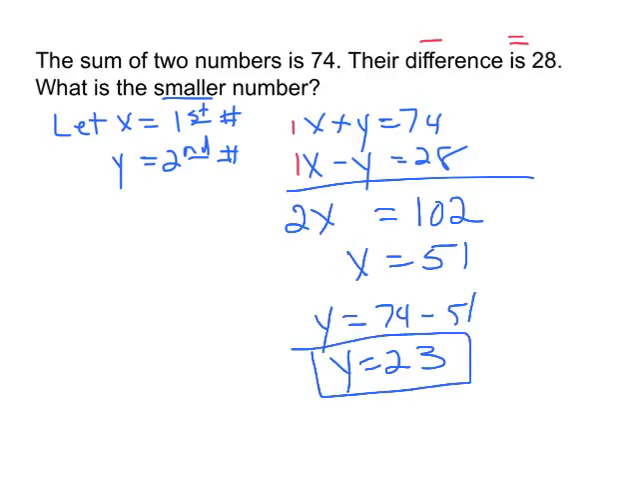So let's check. Their sum should be 74, and their difference should be 28. 51 minus 23. That's a 51 there. It's not a 57. 51 minus 23 is in fact 28. So we have checked, and it works.